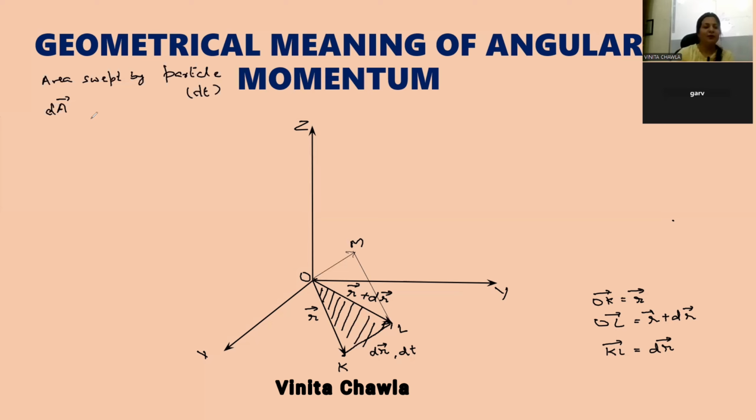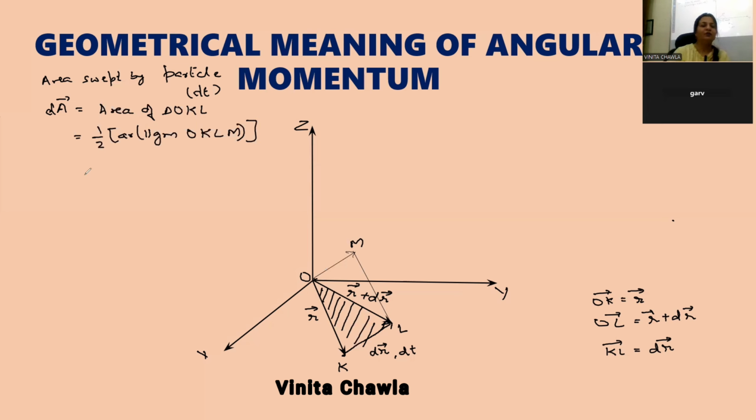Okay, so this is the area swept by the particle, and this is equal to the area of triangle OAL. Now, in a parallelogram, the diagonal divides the parallelogram into two triangles which are congruent, and congruent triangles have equal area. So these two triangles are equal in area. We can write the area of the triangle as half the area of parallelogram OALM.